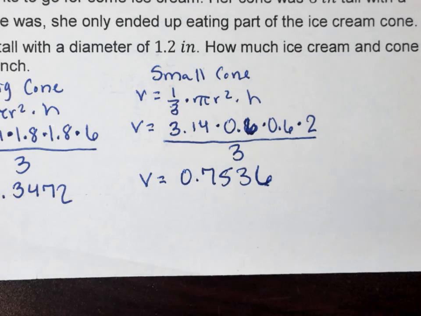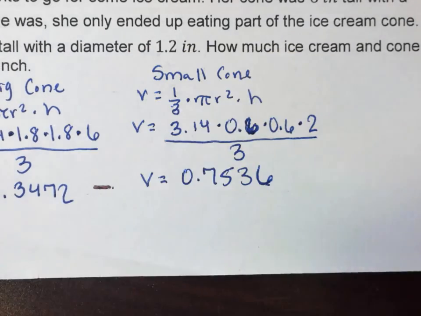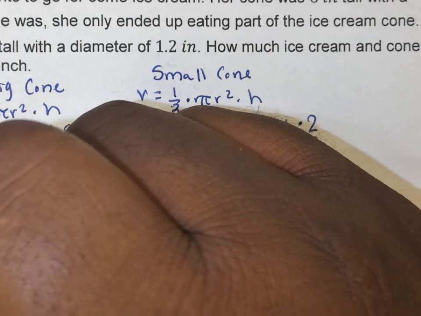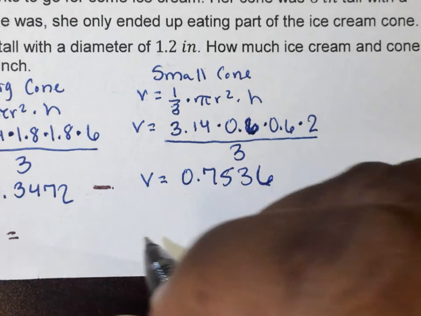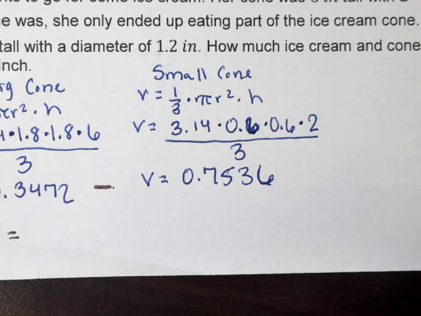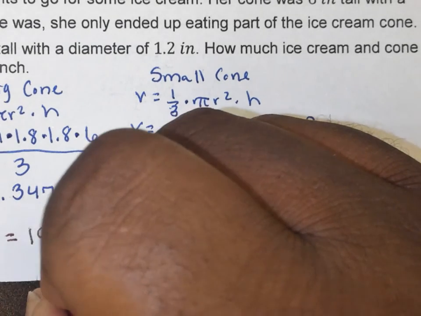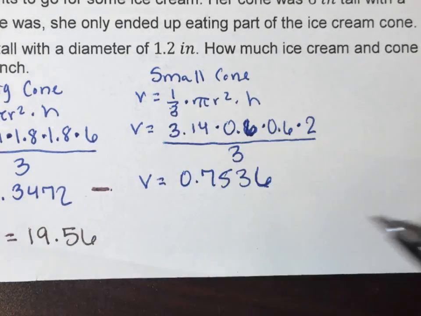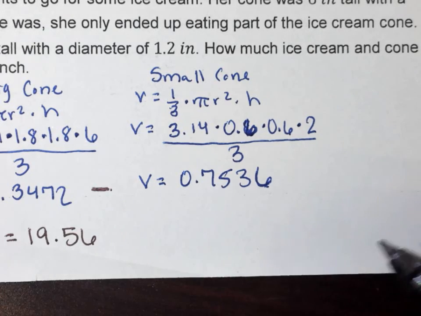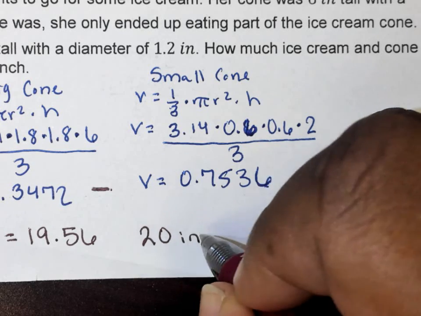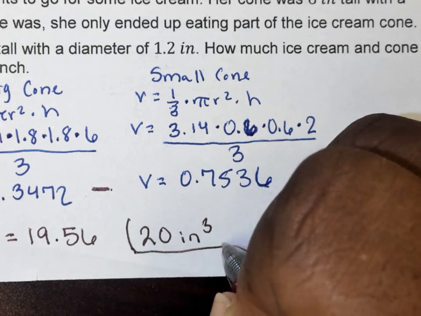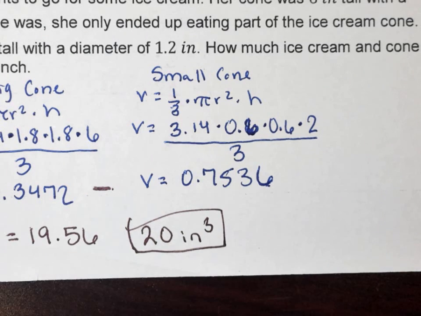It's a small number, but you can still subtract. So we need to subtract these two to find out what the volume of how much she ate would be. Yeah, it's 19.56 something, but like Imani said, they told us to round to the nearest inch, so it's 20. So honestly, she ate most of this cone. Really did. She could have just swallowed that last piece.